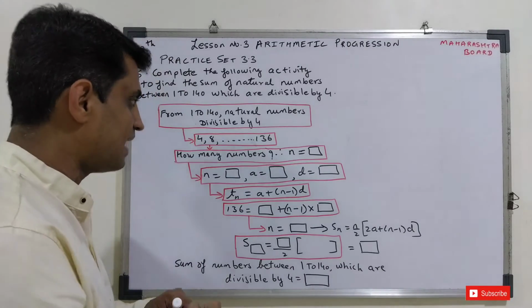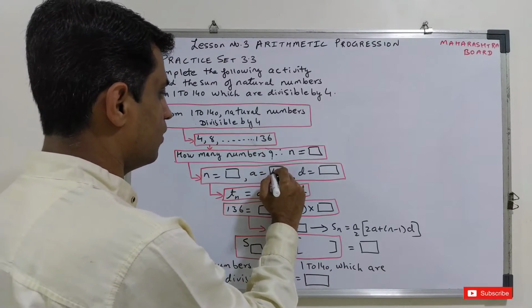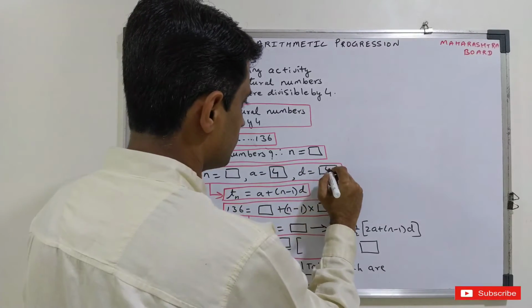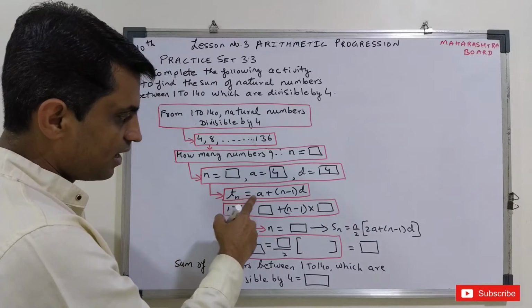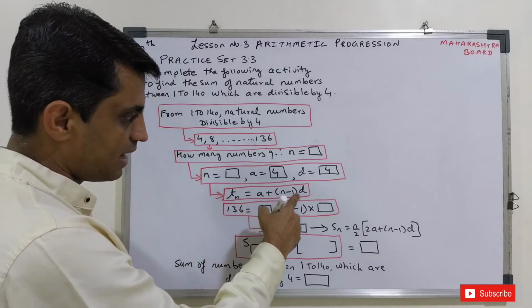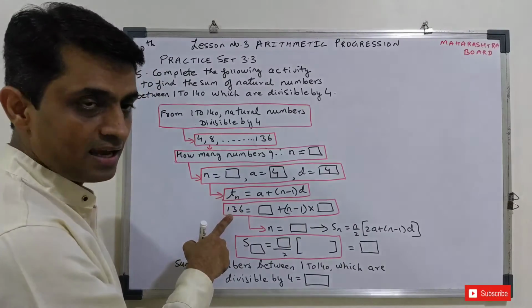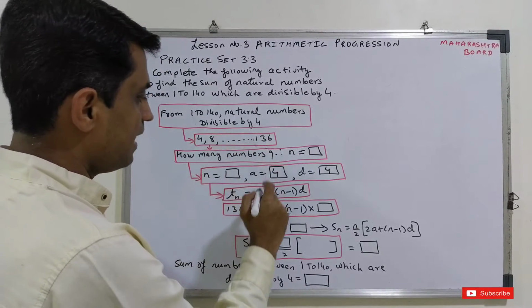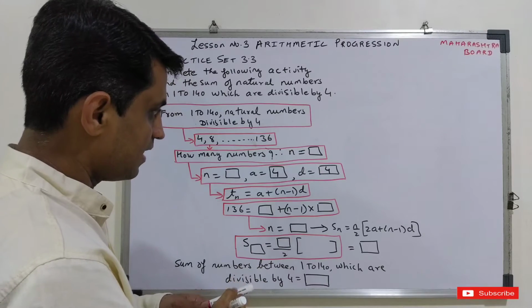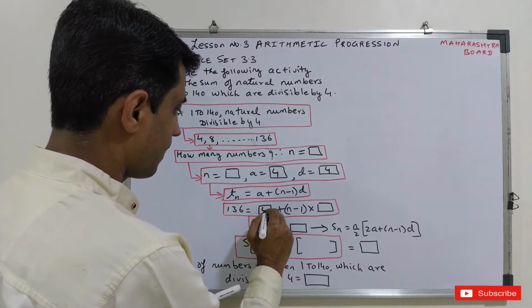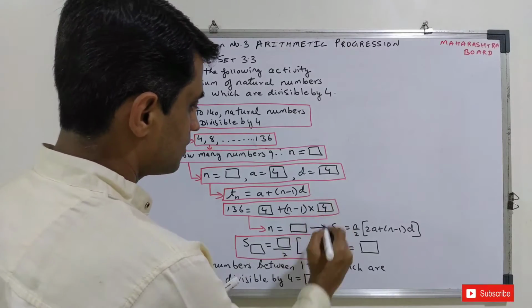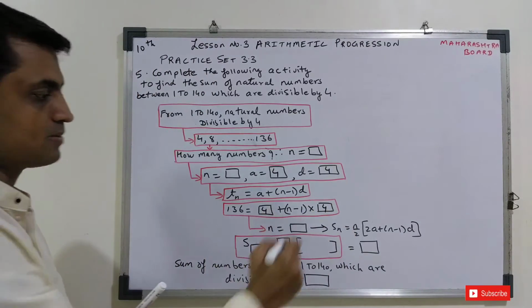But what we know, let us write. We know the value of a is 4. What is the value of d? 8 minus 4, that is 4. The Tn formula: Tn is equal to a plus n minus 1 into d. What is our Tn? 136, that is the last term. Our a is 4, and our d is 4. So let us solve to get the value of n.